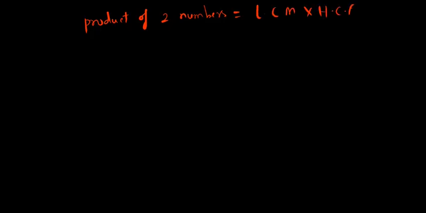Okay. Next, let's use the formula: product of two numbers equal to LCM into HCF. Product of two numbers means one number into another number equal to LCM into HCF. Where we use this is if they give one number and the LCM and HCF, and we have to find the other number, we can find it.